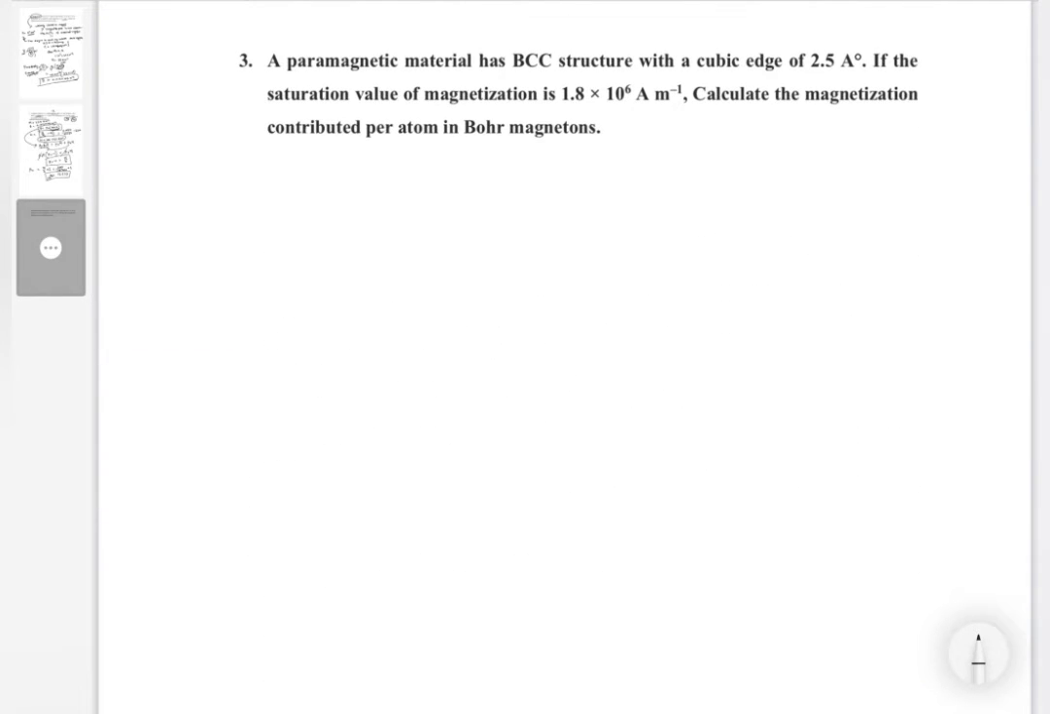A paramagnetic material, again paramagnetic material, has a BCC structure with a cubic edge, so here a lattice parameter is given, 2.5 angstrom. Very common, that is 2.5 times 10 to the power minus 10 meter. If the saturation value of magnetization is 1.8 times 10 to the power 6 ampere per meter, so that is the maximum value possible. That is why saturation value of magnetization. Calculate the magnetization contribution per atom in Bohr magneton.